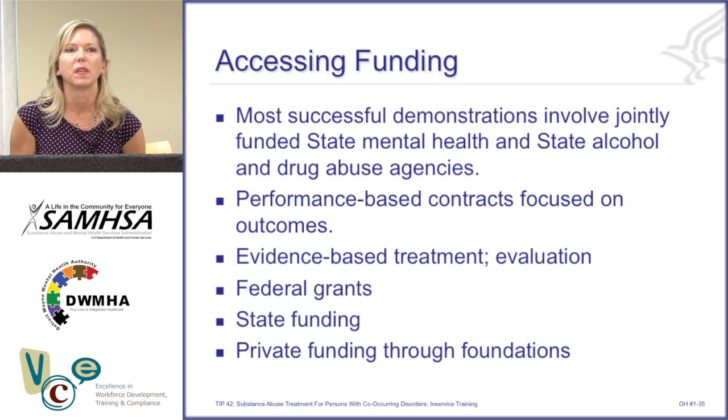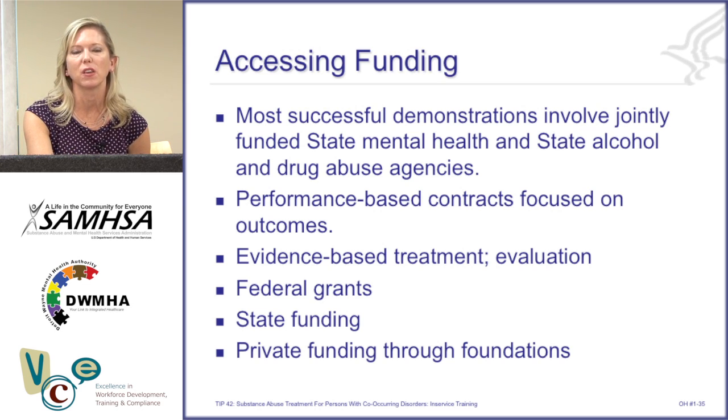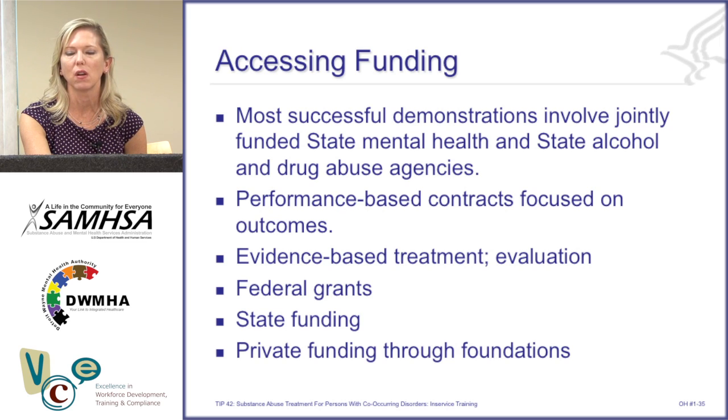Accessing funding is, I think we're almost done here. Most successfully demonstrated joint funding, we've talked about that. Performance-based contracting can also be used, so expecting a higher rate when you can provide higher outcomes. If you're asking for a rate increase from your funding source, being able to demonstrate that you can provide better outcomes than another provider is very helpful in that discussion. Using evidence-based treatment and evaluation, pursuing federal grants, understanding the ins and outs of state funding, and also tapping private funding through foundations if you can.